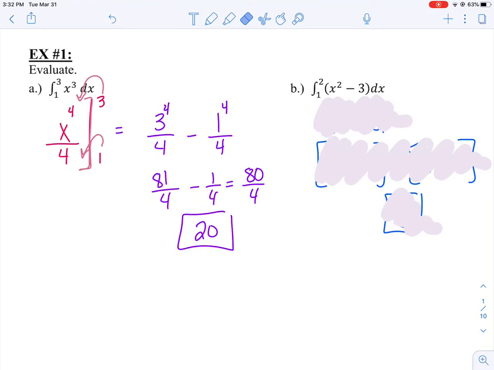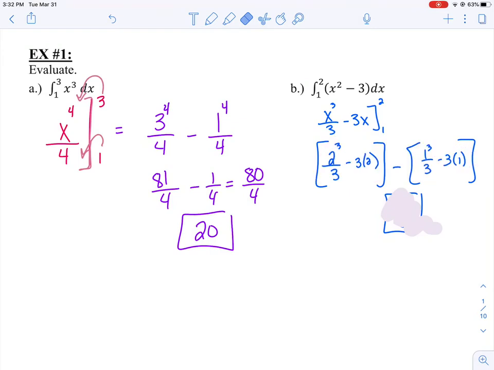It asks us to integrate x squared minus 3 from 1 to 2. And so I can take this and I can integrate it. I have my power rule of x cubed over 3 minus 3x, and I'm going to evaluate it from 1 to 2. That means I'm going to plug in my upper limit always, my 2 first. Then I'm going to plug in my 1. And then I'm going to find the change in there, the difference, subtract them. I ended up getting negative 2 over 3.